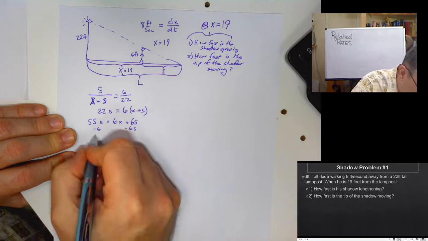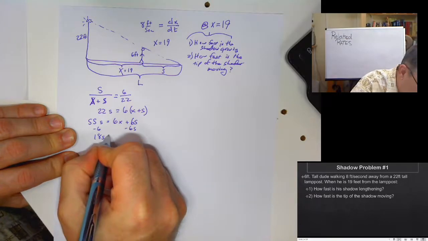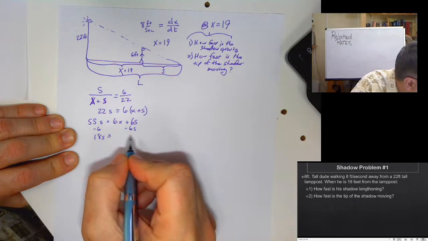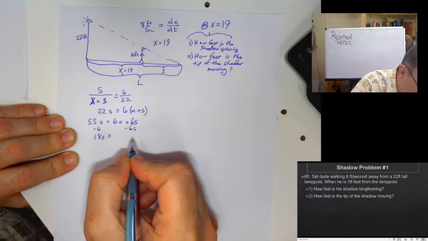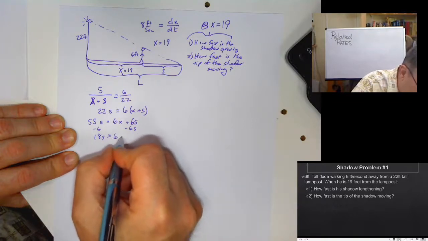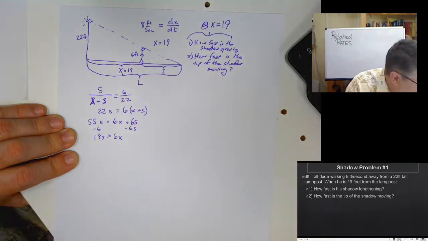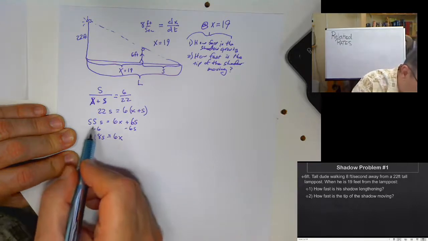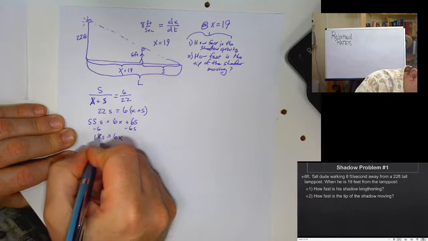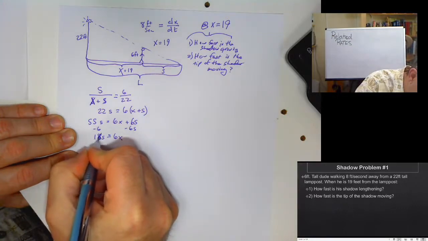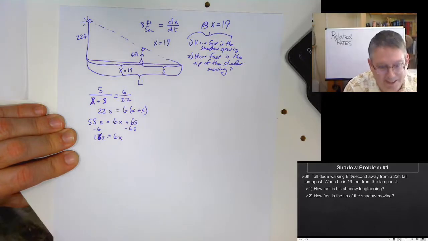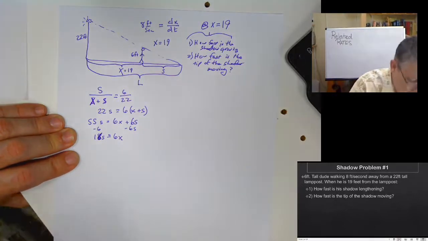And then we're going to get 18s. I feel like I just did something wrong. No, that's fine. Equals 6x. All right. And now, 22 minus 6 is 16, isn't it? I knew there was something going on. I have some notes off to the side, but they're actually different. So anyway, here we go.